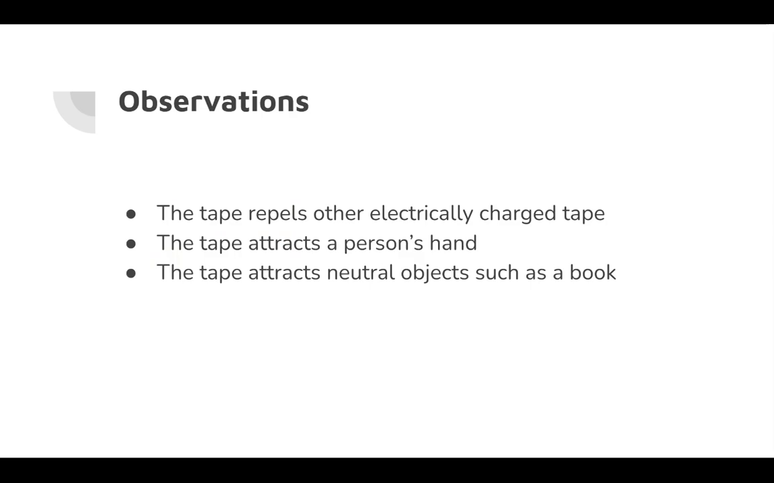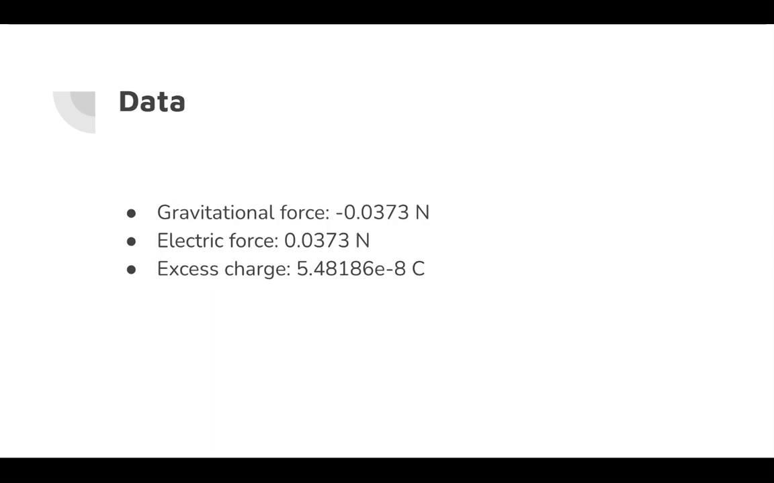So the results of this experiment, we observed that the two electrically charged pieces of tape repelled each other. Tape attracts to another person's hand, and it also attracts to neutral objects, such as a book, as what we tried in this experiment.